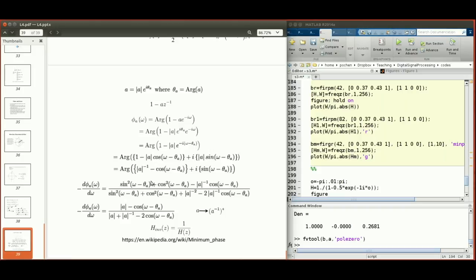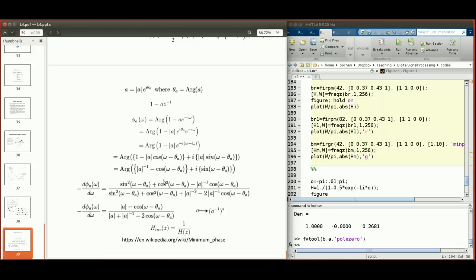So a minimum phase filter has this kind of property. It has all its zeros lying inside the unit circle, right? That's called the minimum phase filter. If you have a filter that has all its zeros lying within the unit circle, then you have a minimum phase filter, right? And then let's look at the implication for such a minimum phase filter.